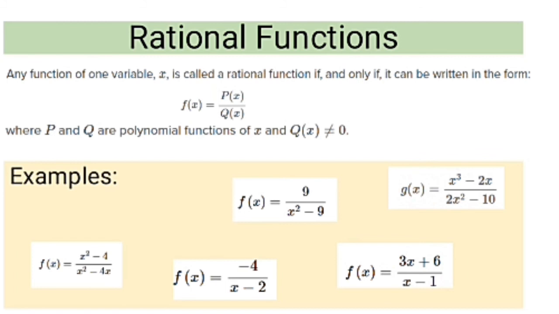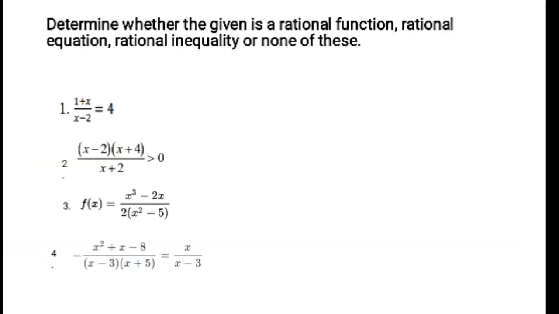So the denominator at the same time the numerator are polynomials. These are examples of rational functions. It's either g(x), f(x), or h(x). Just make sure that the numerator and the denominator are polynomials. For the last example, f(x) equal to (2x + 1)/(2x + 4). The same thing.